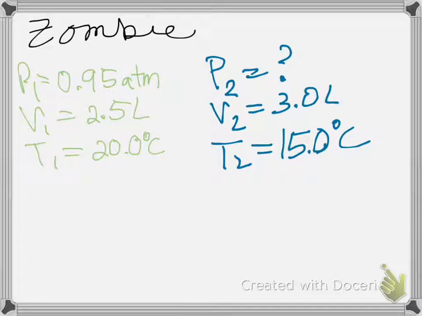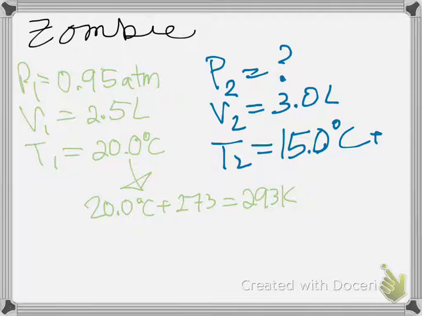Now, one thing to note is whenever we're doing gas problems, the very first thing to do is convert to Kelvin. So we do that by adding 273 to each temperature. And so you get 293 Kelvin initially. And here we go to, let's see, I guess it would be 288 Kelvin.